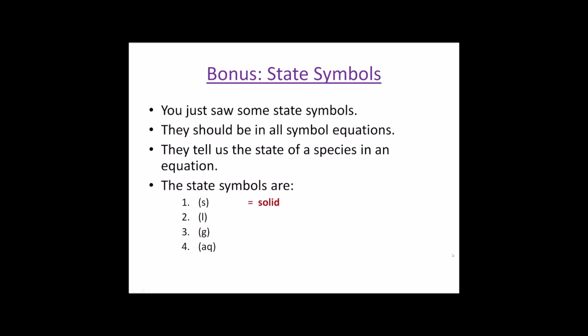So S is for solid. So when you see in a chemical equation a little S in a bracket like that, it means whatever it is is a solid. What do you think the L means? Yep, liquid. The G, fairly obvious, gas. The only tricky one is AQ, and I did mention it last time, it's aqueous. And what aqueous means is it means it's dissolved in water. So if you see AQ after a chemical in an equation, it means that species, that chemical, has been dissolved in water.